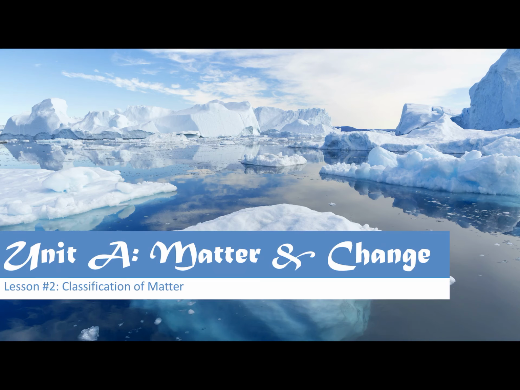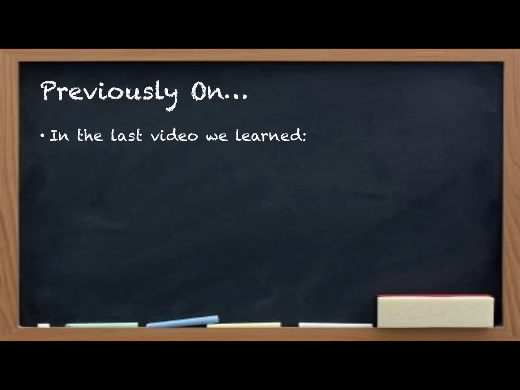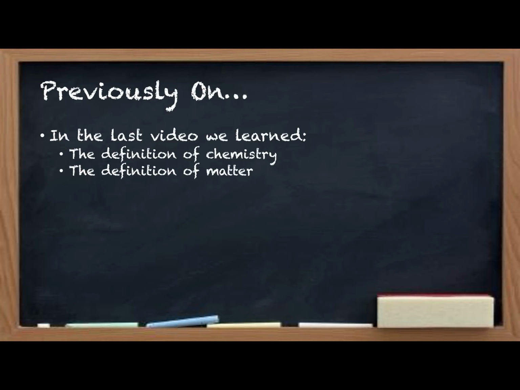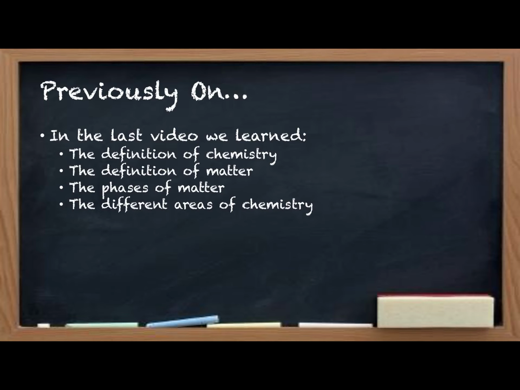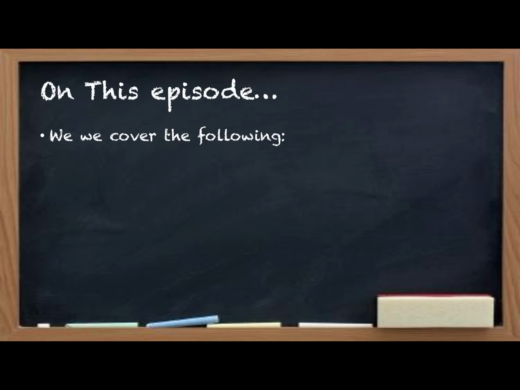Hi there, this is lesson 2 of Unit A, and today the lesson is called Classification of Matter. So on the last video we talked about what the definition of chemistry was, what the definition of matter was, and the phases of matter, and even some of the different areas that chemistry was involved in.